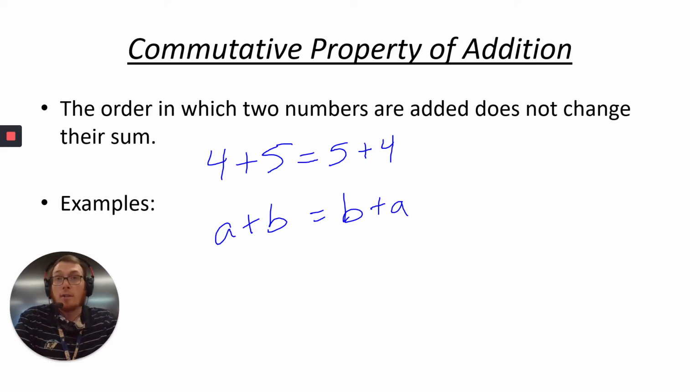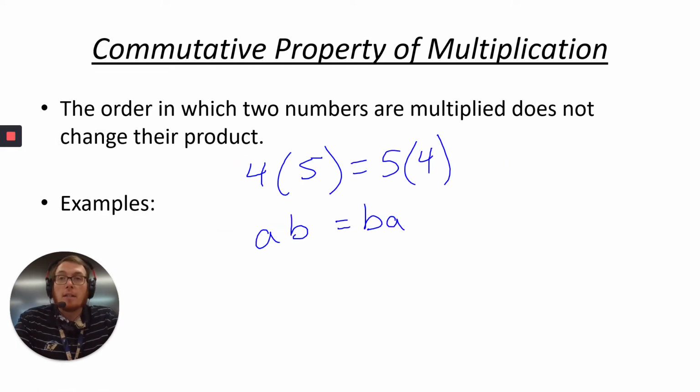It's important to note that this would not work with subtraction. So if you had 4 minus 5, that's not the same as 5 minus 4. So it works for addition, but not for subtraction. Similarly, the commutative property of multiplication says the order in which you multiply two numbers doesn't change the product. So two numbers, when you multiply them, you switch them, it doesn't matter. But same idea for division. It's not going to work for division, but it does work for multiplication.